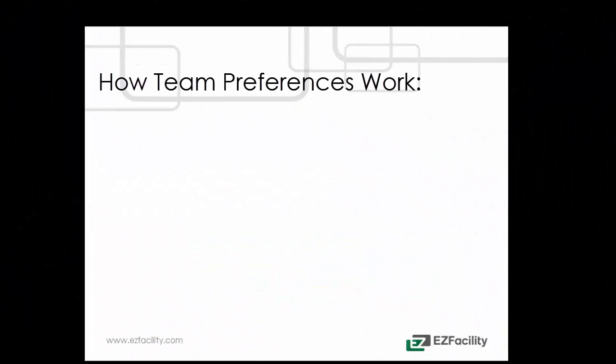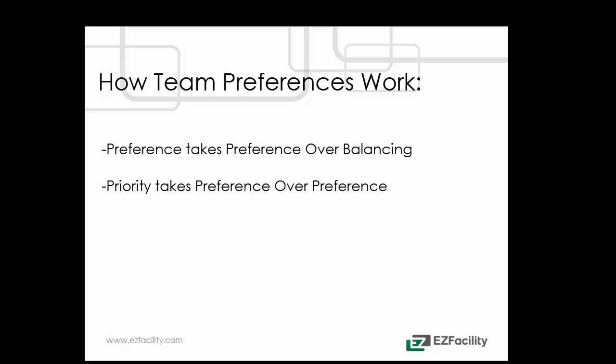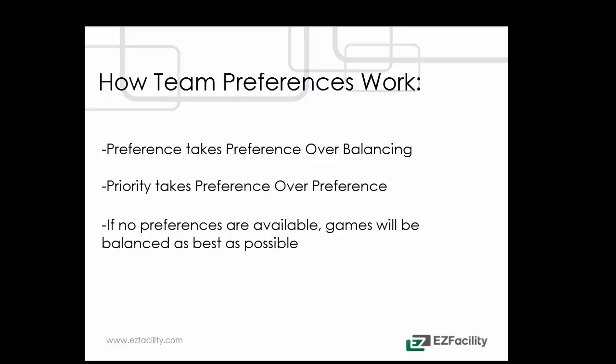The way that the team preferences works, preference takes preference over balancing. Priority takes preference over preference. And if you don't have any preferences, then they're going to balance everyone out as well as possible.